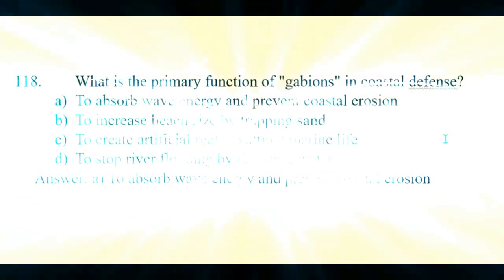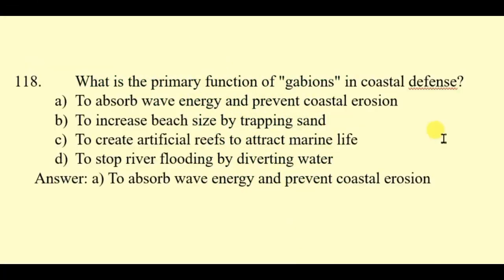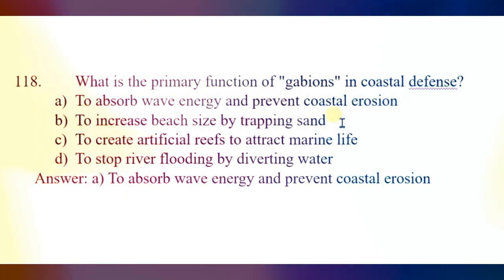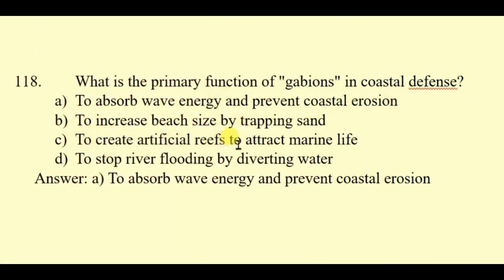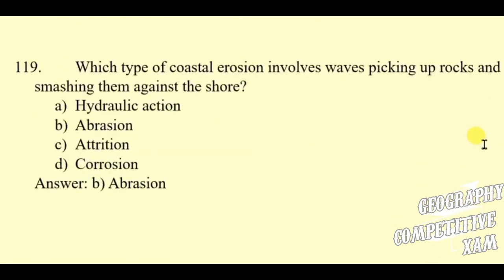Question 118. What is the primary function of gabions in coastal defense? To absorb wave energy and prevent coastal erosion, to increase beach size by trapping sand, to create artificial reefs to attract marine life, to stop river flooding by diverting water. Here the correct answer will be to absorb wave energy and prevent coastal erosion. This will be the process or work of gabions.